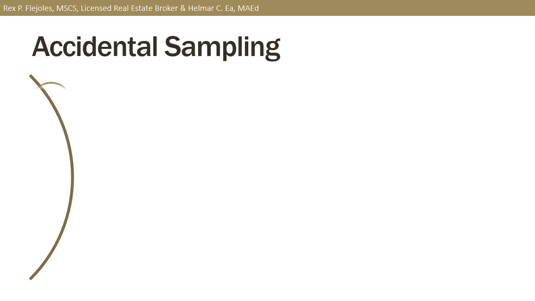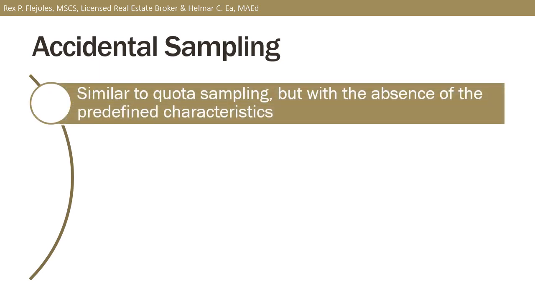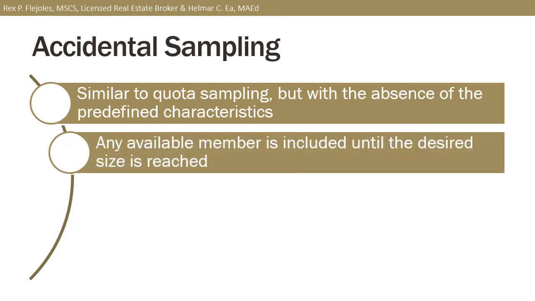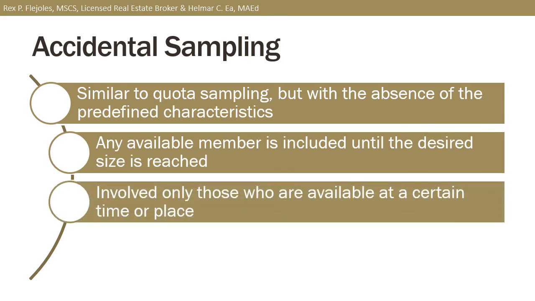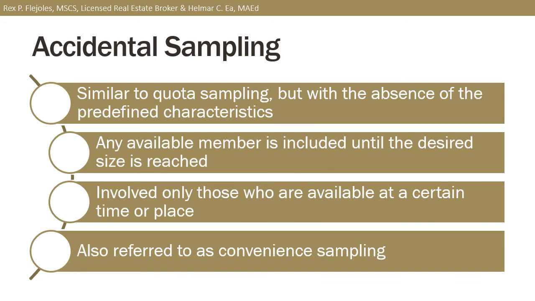On accidental sampling, this technique is similar to quota sampling, but with the absence of the predefined characteristics. Any available member is included until the desired size is reached, or involved only those who are available at a certain time or place. Hence, others refer to this as convenience sampling.